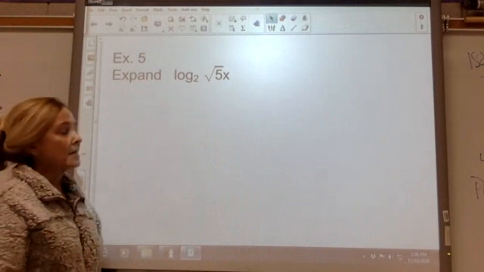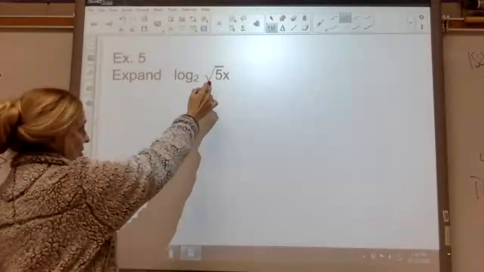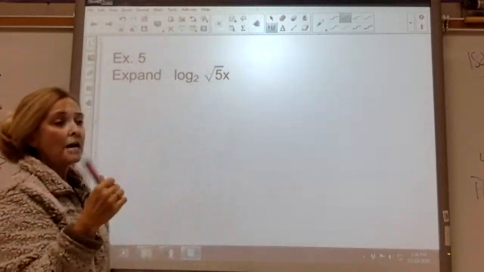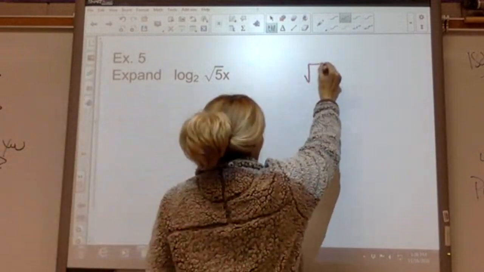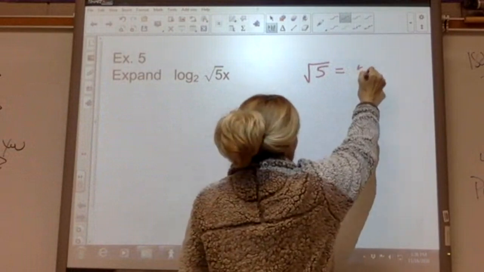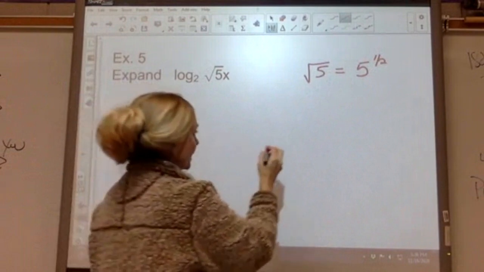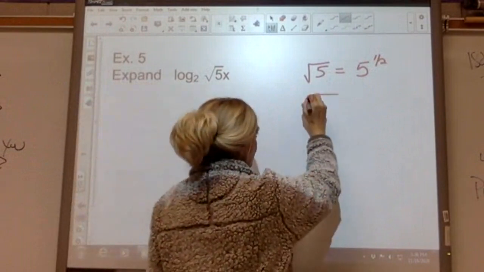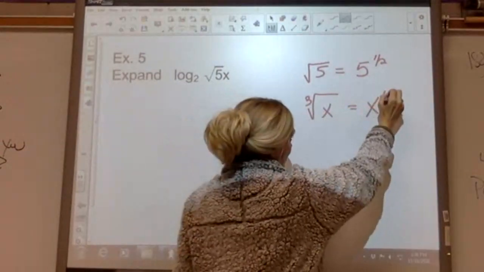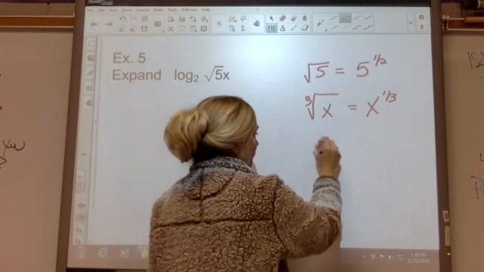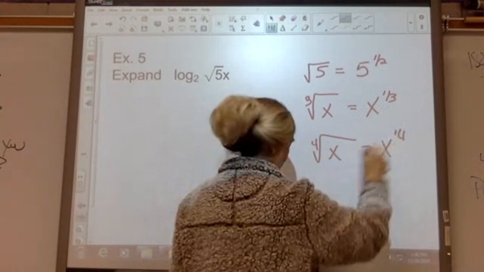Now, this one has a square root in it. We want to change the way this is written, the square root of 5, and rewrite it as the square root as an exponent. So the square root of 5 is the same thing as 5 to the 1/2, because 1/2 means square root. All right, if I had cube root of, let's just say I had an x here, then that would be x to the 1/3. And if I had fourth root of x, that would mean x to the 1/4.